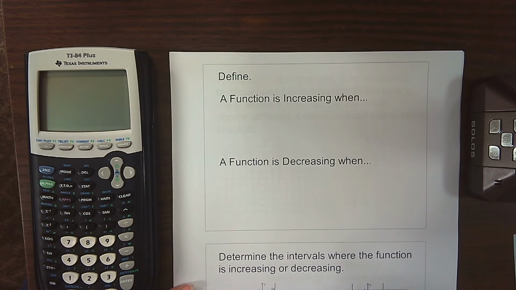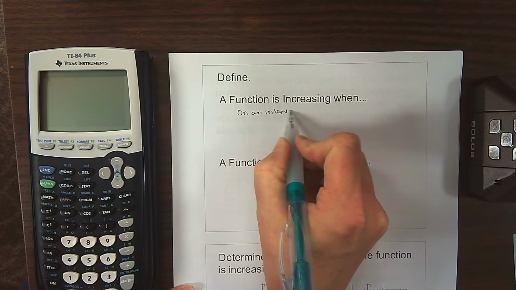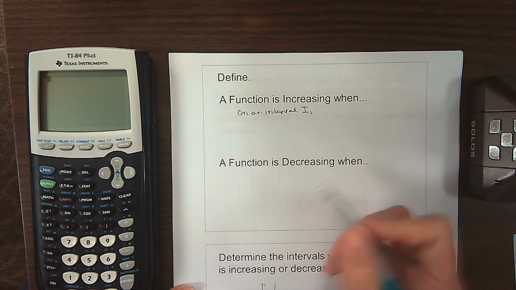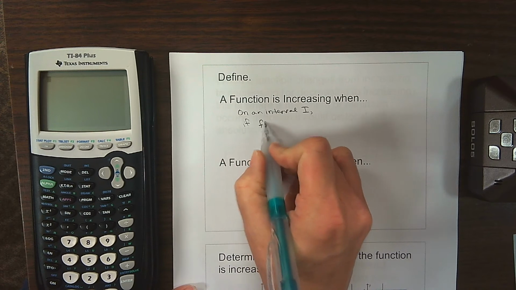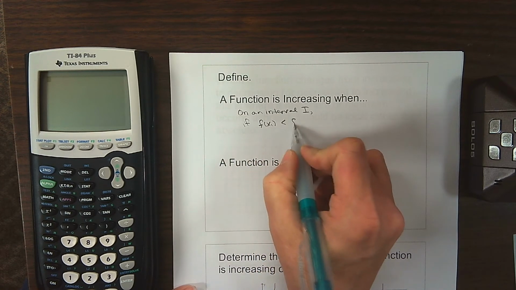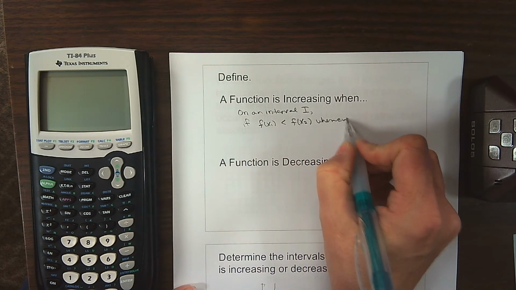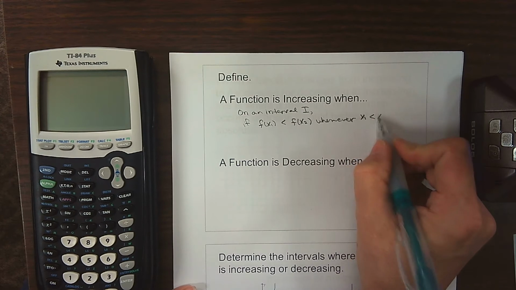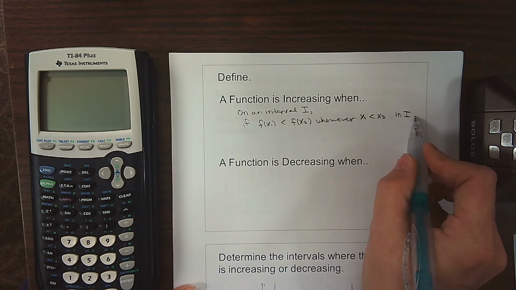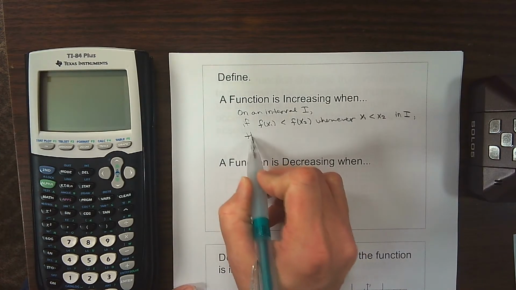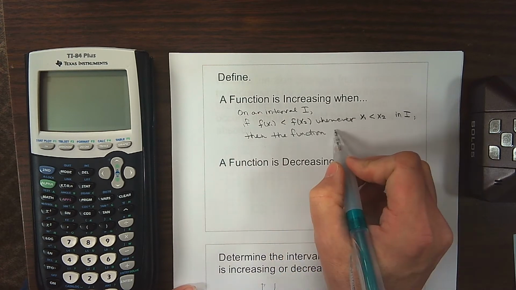To define it, though, let's say that on an interval, and I'm going to name that interval I, this is per what you'd see in your textbook essentially, then if f of x sub 1 is less than f of x sub 2 whenever x sub 1 is less than x sub 2 in the interval I, then the function is increasing.